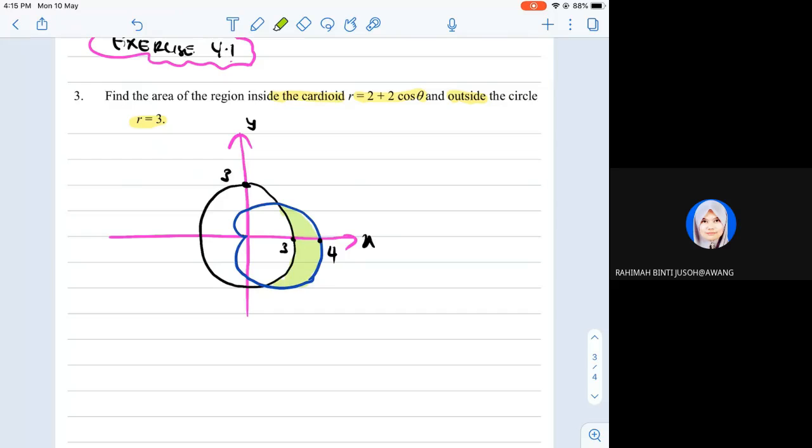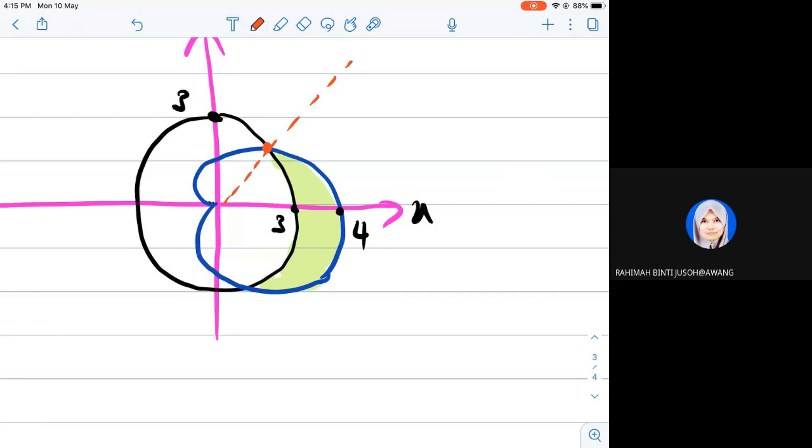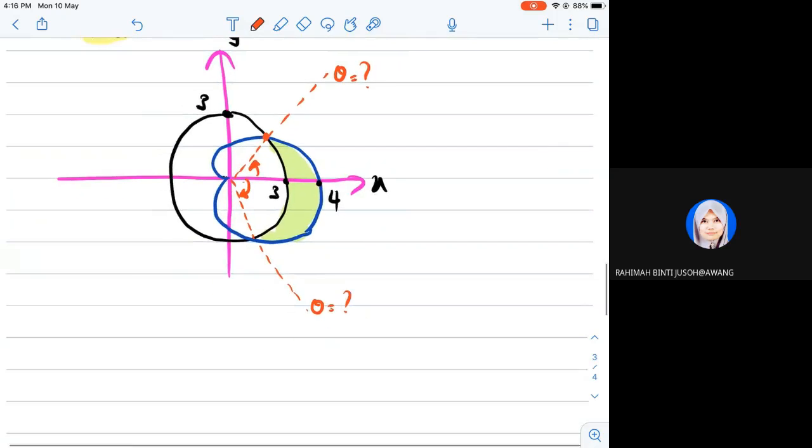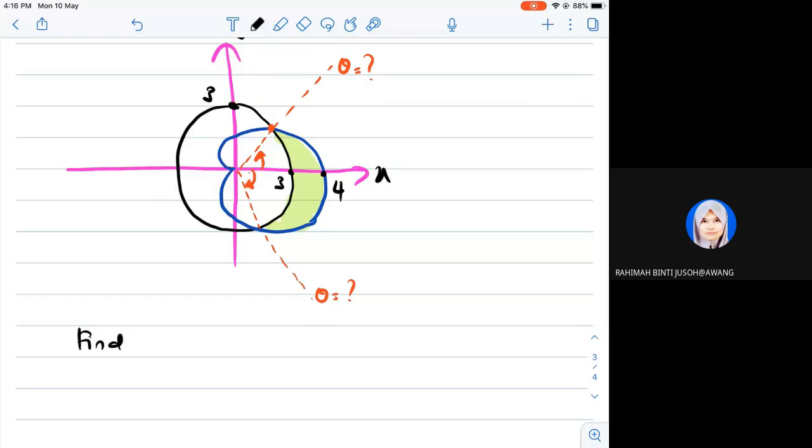Alright, so now, first of all, we need to identify the intersecting angle here. Intersecting means your angle must touch, this is the intersection point between the cardioid and the circle. So your angle here, you have to find, what's the angle here? And another one intersects at the bottom. What's the angle here? So equal to what? In order to find the angle, okay, find the intersecting angle.